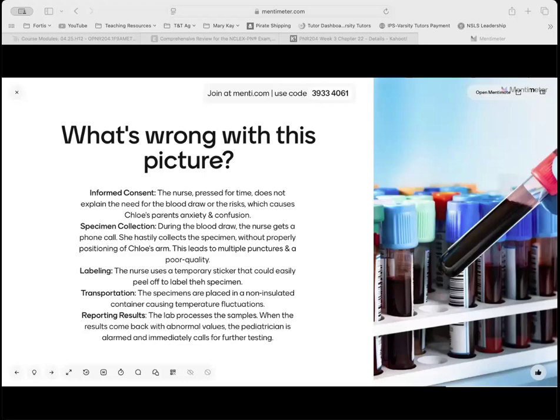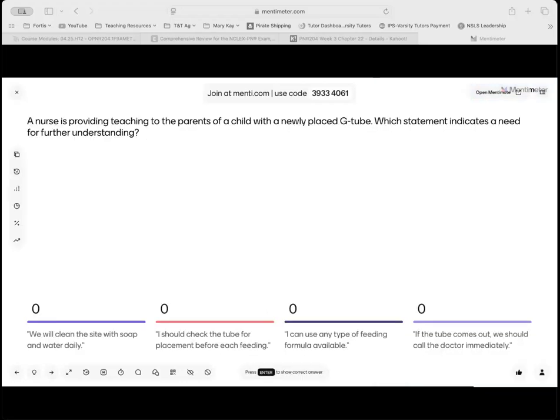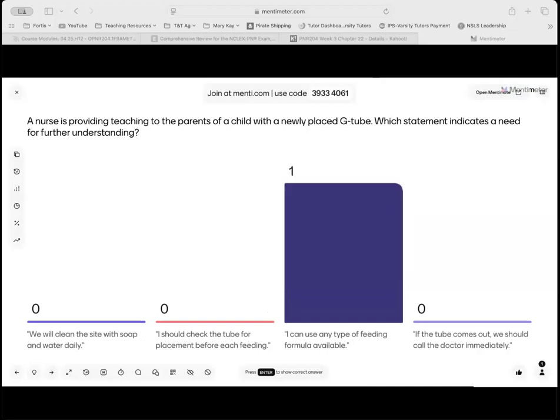We're going to look at some more procedure situations here. So we are providing teaching to parents of a child with a newly placed G-tube. Which statement indicates a need for further teaching or further understanding? So what tells us that parents don't understand how to care for that G-tube? Looking for the outlier here.